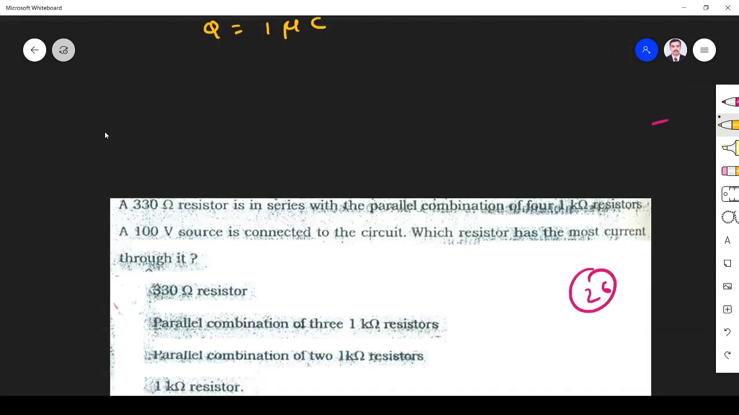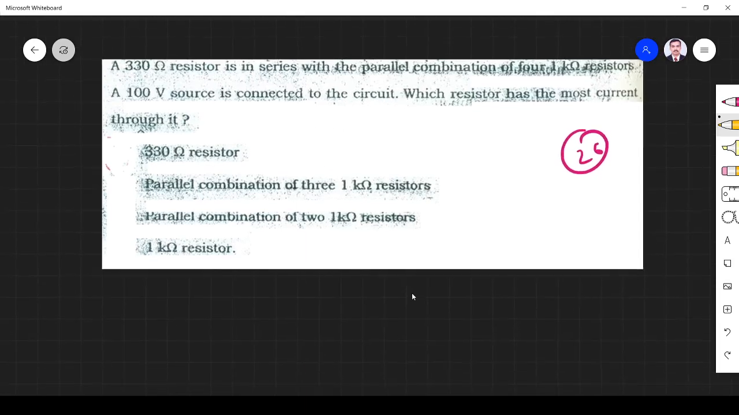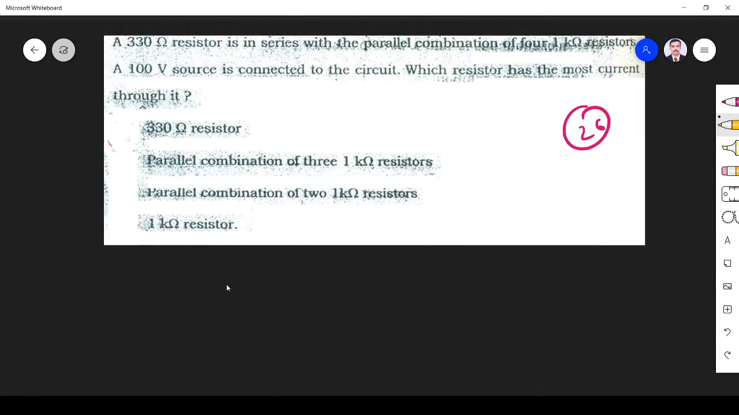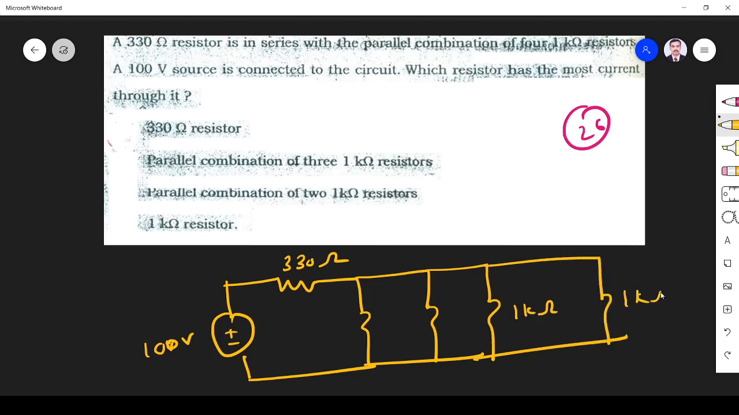Next, a 330 ohm resistor is in series with the parallel combination of 4 1 kilo ohm resistors. A 100-volt source is connected to the circuit. Which resistor has the most current through it? So the 330 ohm is in series with 4 1K resistors, and the 4 1K are in parallel.